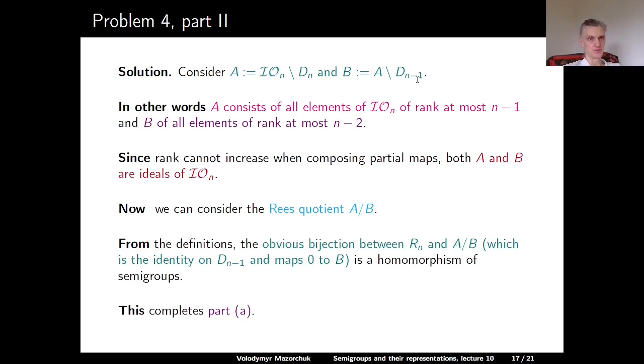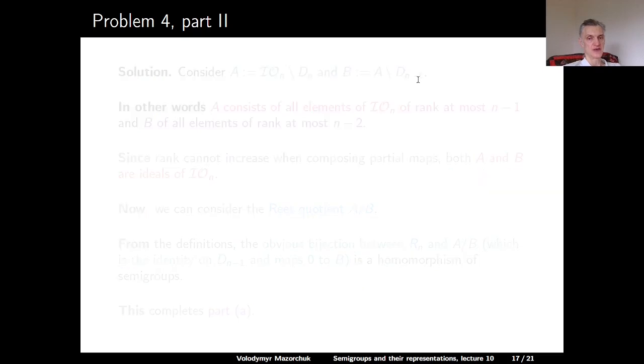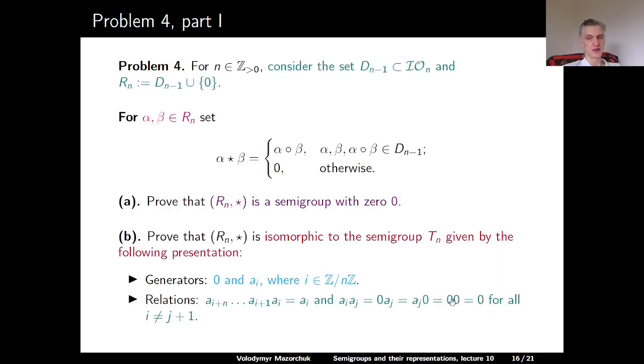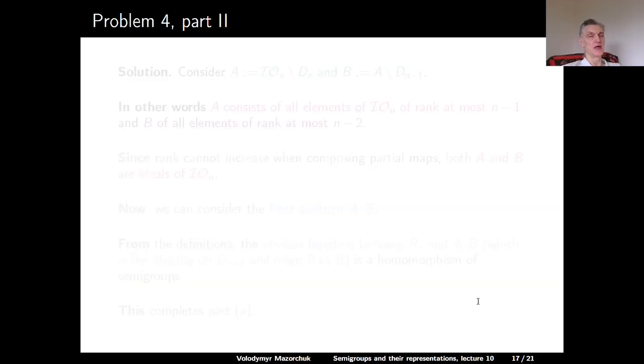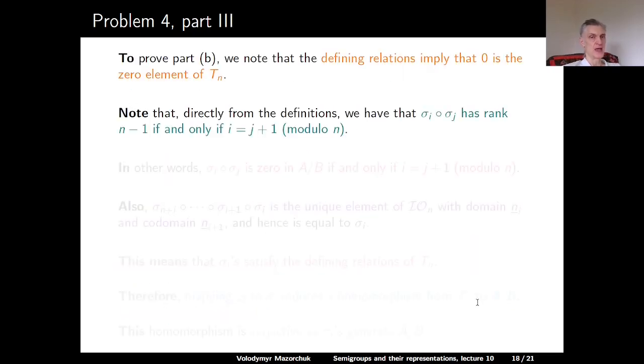n minus 2. To prove part B, let us note that the defining relations imply that 0 is a zero element of Tn. So if we look at our defining relation, 0 is an idempotent, and multiplying with all generators we get 0. So 0 is by definition the zero element in Tn.